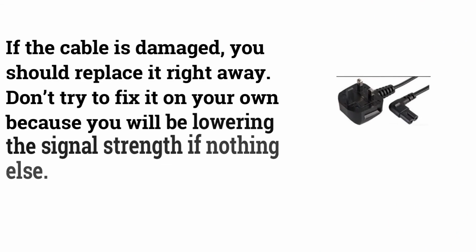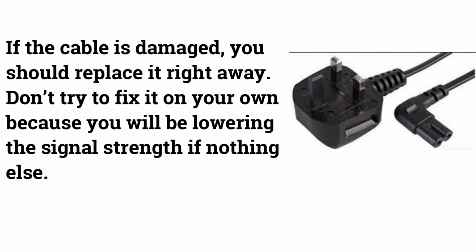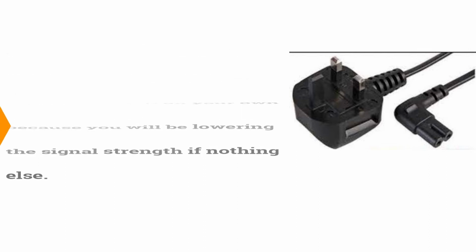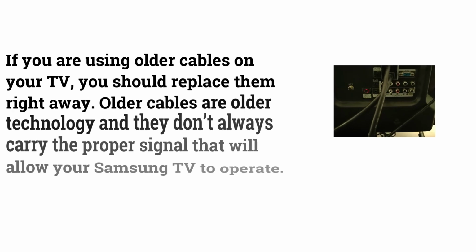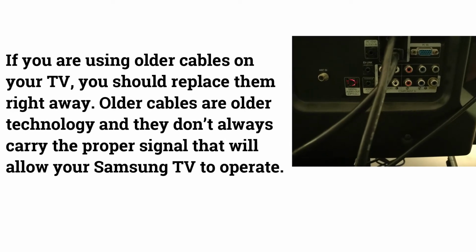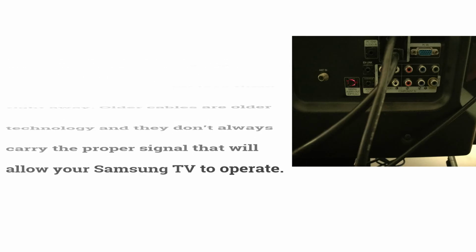Damaged cables. If the cable is damaged, you should replace it right away. Don't try to fix it on your own, because you will be lowering the signal strength if nothing else. Older cables. If you are using older cables on your TV, you should replace them right away. Older cables are older technology, and they don't always carry the proper signal that will allow your Samsung TV to operate.